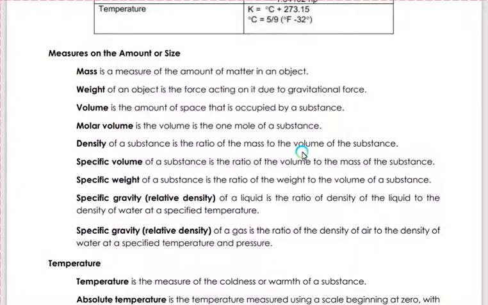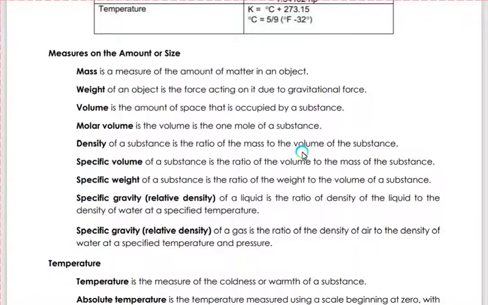Terms related to amounts and sizes: mass. So we are aware that this is the measurement of the amount of matter in an object. Weight, on the other hand, is the force acting on an object due to gravitational force. We are really aware of this one. We also have volume. Volume is the amount of space occupied by a substance. We have molar volume, so the volume of 1 mole of a substance.